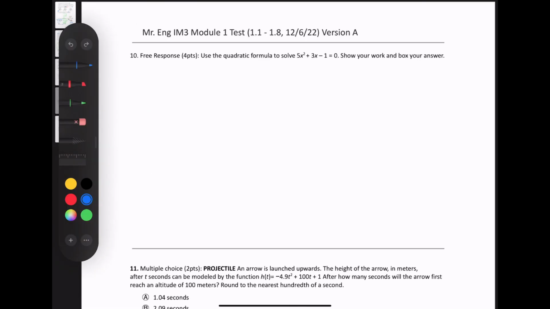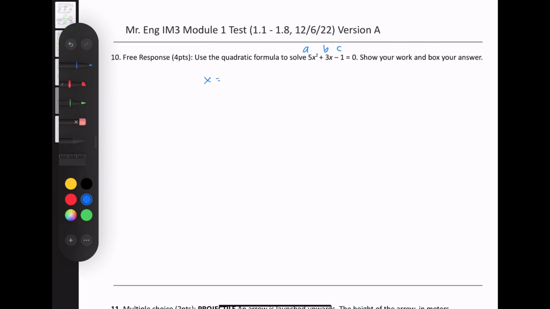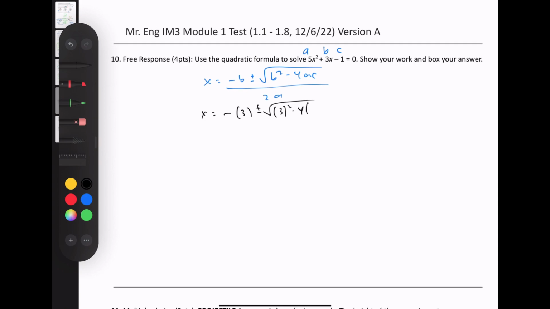All right, question number 10 tells me to use the quadratic formula. My A is 5, my B value is 3, and C value is negative 1. I'm gonna write out the quadratic formula. X equals negative B plus or minus square root B squared minus 4AC all over 2A. My B value is 3, use parentheses. My A value is 5, and my C value is negative 1. And my A value is 5.